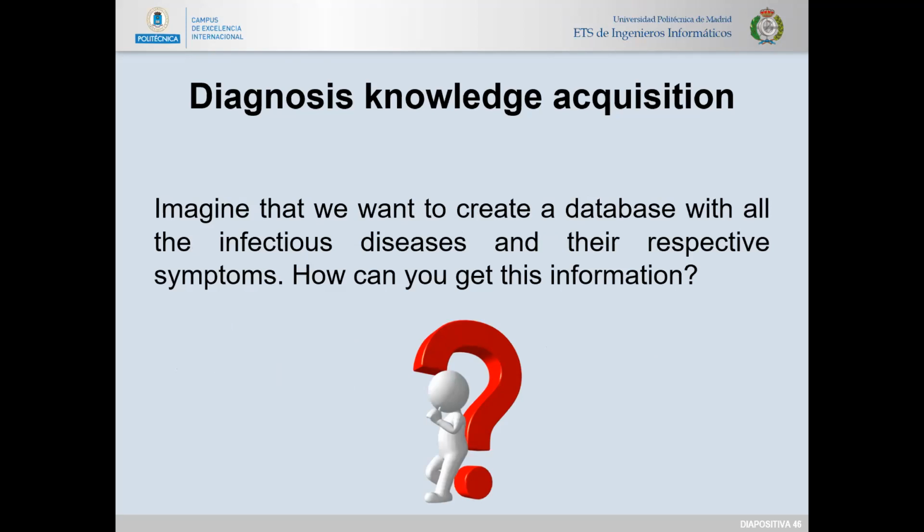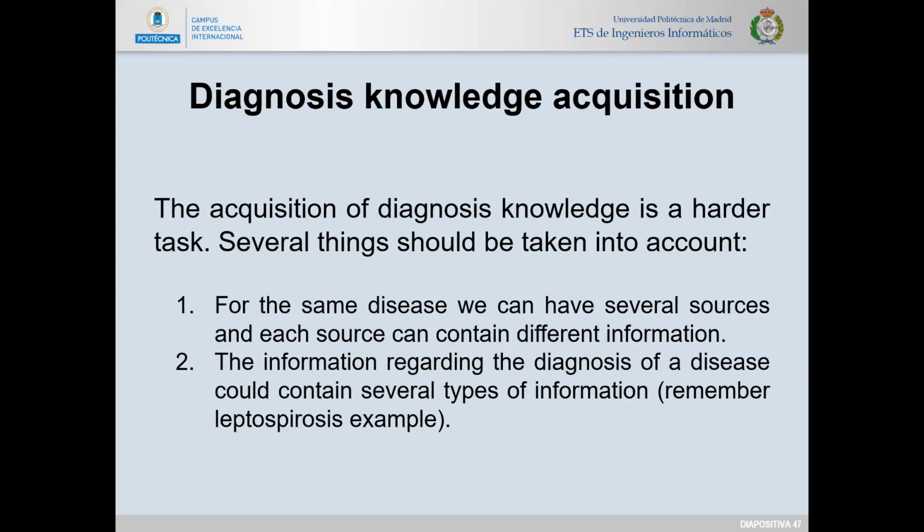This is an open question, but you partially already answered me, because, for example, how can you get this information? We can go to the resources that both Andy and Ostap told me. You can go to WebMD, okay, and you can manually create, one by one, all the relationships between the diseases, okay? That's one option. But the thing is that acquisition of the diagnosis knowledge is harder.